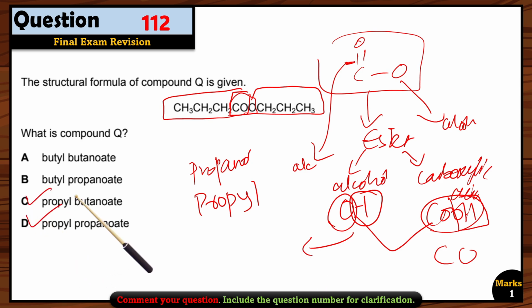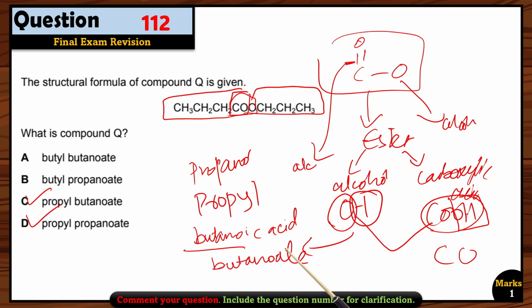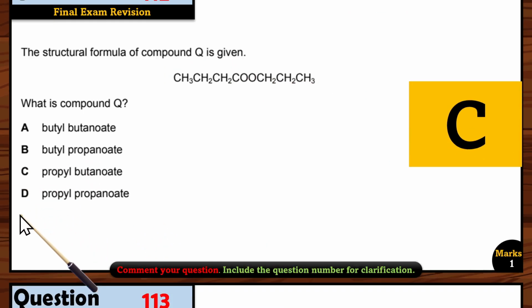Now let's see the carboxylic acid. How many carbons are here? 1, 2, 3, 4. So the name is actually but, butanoic acid. Whenever you are writing the name of the acid in an ester, the name will change to butanoate, okay? So propyl butanoate is the right answer for this question, option C, okay? So option C is correct.